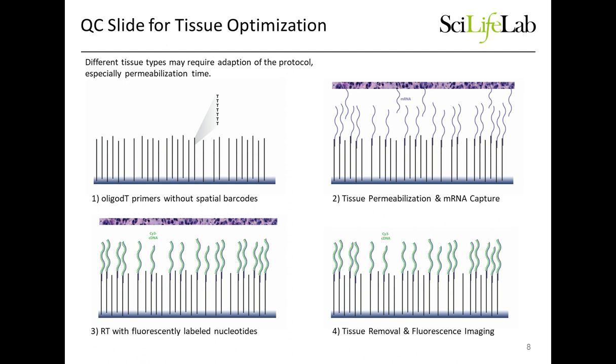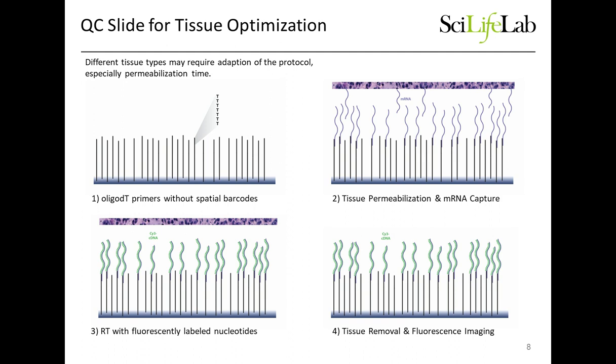I mentioned that spatial transcriptomics has been used on a lot of different tissue types, but still the protocol may need to be tweaked a little bit, especially in the permeabilization step or the permeabilization time. The goal is to open up the cells to maximize mRNA capture, but still keep the structures intact so that the mRNA will not diffuse horizontally and hybridize onto spots further away.